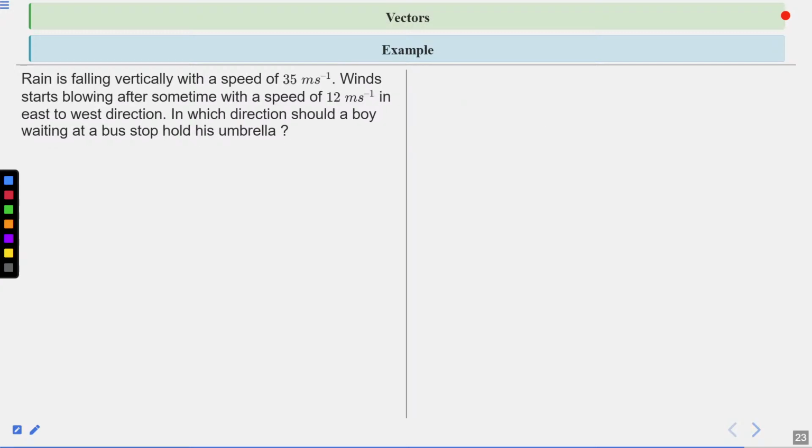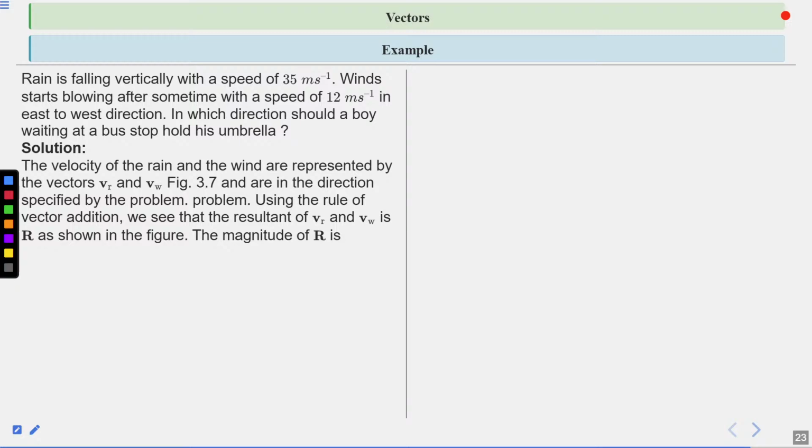One example for you. Please solve this question. Rain is falling vertically with a speed of 35 meter per second. Wind starts blowing after some time with a speed of 12 meter per second in the east to west direction. In which direction should a boy waiting at a bus stop hold his umbrella? Solution.